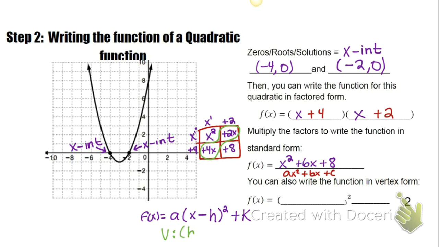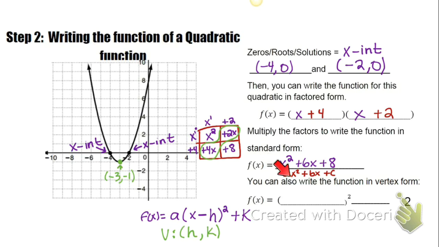H is the x value of the vertex and k is the y value of my vertex. Remember that we already found the vertex, which is the lowest point of my graph. The ordered pair is (-3, -1). Now we need to find a, and we're going to get that from my standard form.